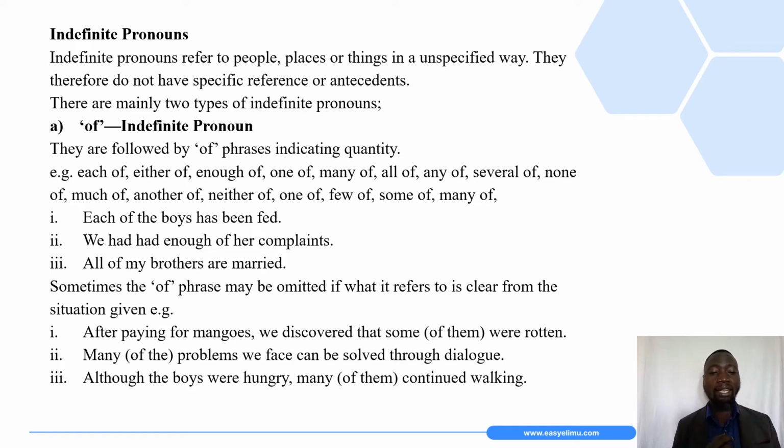Then on to the next and last example under this category. Although the boys were hungry, many of them continued walking. So with the omission of the "of" phrase, we will have a sentence that still expresses a complete thought: Although the boys were hungry, many continued walking.